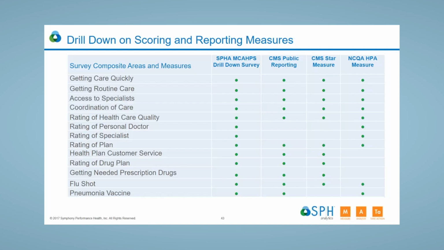The goal of the drill-down survey is to support the plan's improvement effort by probing multiple composite and individual measures impacting the CAHPS survey scoring and reporting. As you know, Medicare CAHPS scores are used by CMS for both public reporting and the star rating program. They're also used by NCQA for health plan accreditation. So this slide is showing the alignment of key reporting measures that are probed on in the drill-down survey, along with those used by CMS or NCQA for their program.